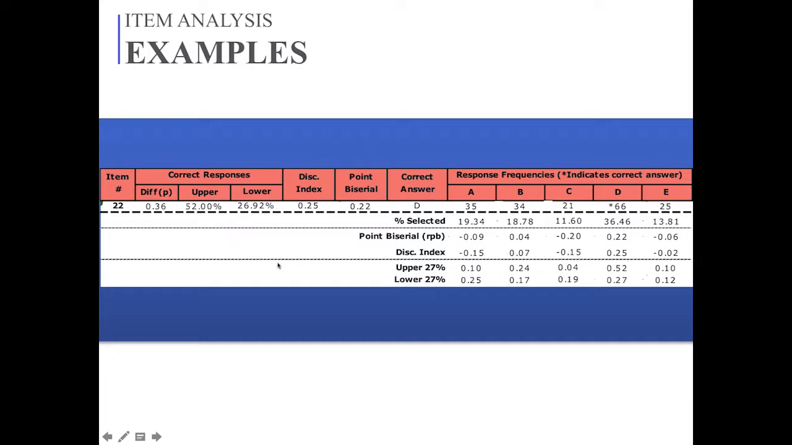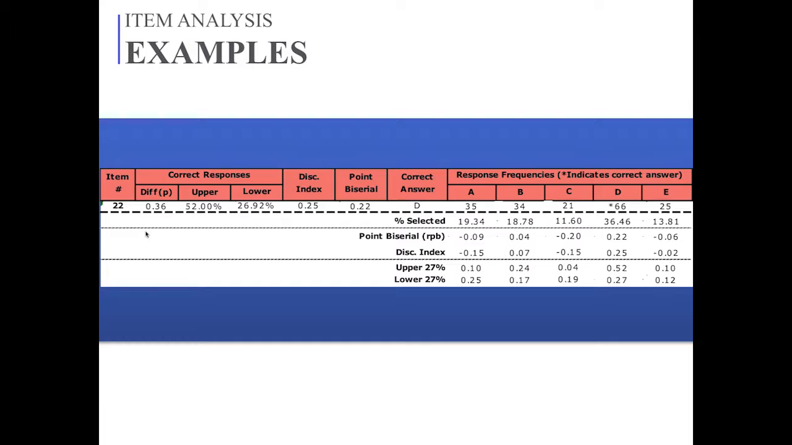Now, as we get into this next one, this is where I want to start to compare how the same numbers can mean different things. As we go through here, I see a difficulty of 0.36. That's immediately a big red flag. 36% of the class getting something right is really low. It doesn't necessarily mean there's a problem, but I would say more than likely there's going to be.